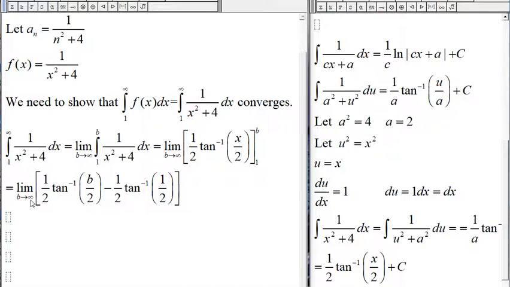Now, as b approaches infinity, b over 2 will approach infinity. So what is the value of tangent inverse of something that approaches infinity? As b approaches infinity, the quantity b over 2 will get larger and larger. Then we want to know what is the tangent inverse of that. This will approach pi over 2.